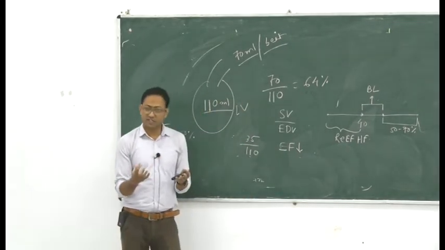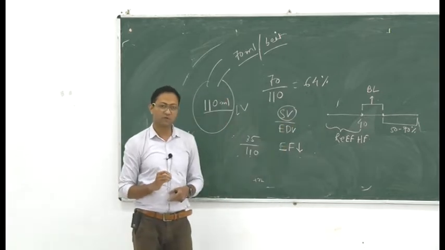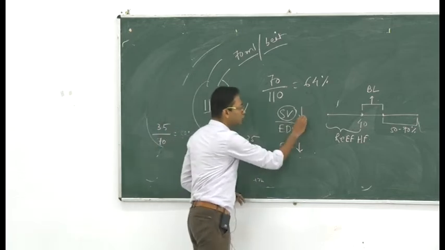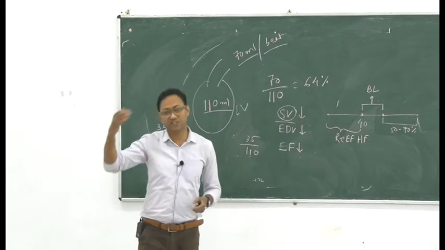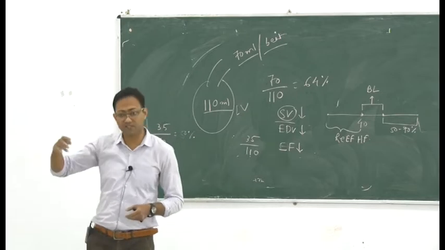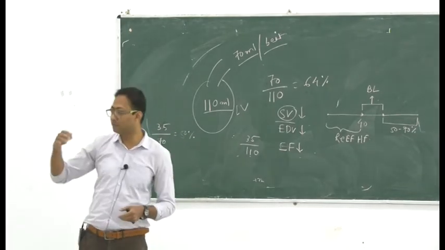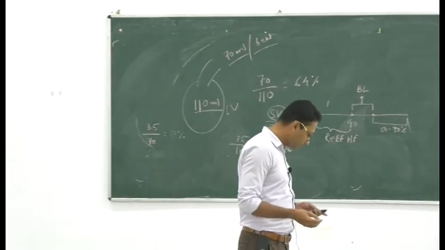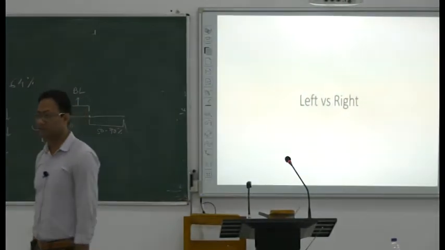In case of reduced ejection fraction, only SV falls, stroke volume falls. But in case of preserved ejection fraction, both stroke volume and diastolic volume are falling, so that the ejection fraction remains stable, that is, unchanged, right? So we call it preserved ejection fraction heart failure, right?